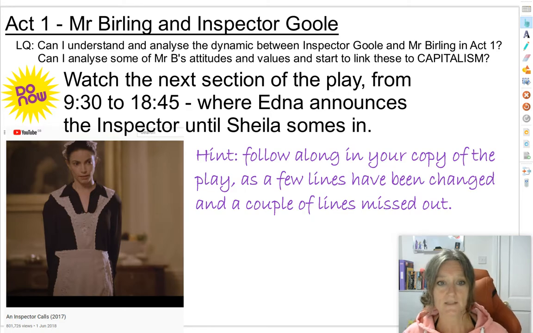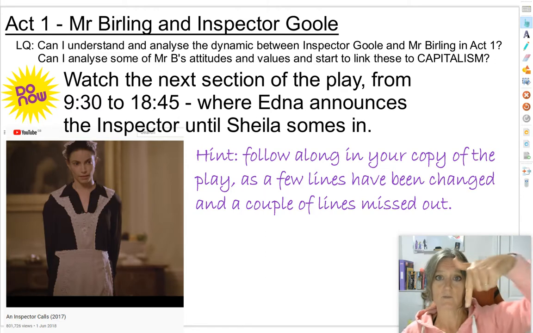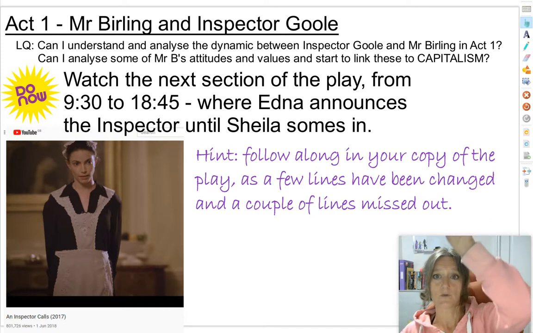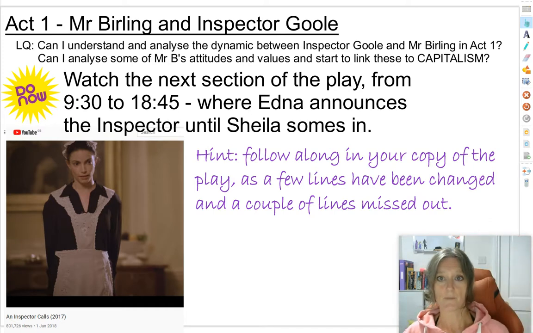So what I want you to do before we carry on with this video is to watch the next section of the play. Again, I'm going to put the link underneath, but also if you click the eye for information up above, that should give you a link to the video that I've recommended for your first watch through. What you need to do is scroll forward to 9 minutes and 30. That's where we got to last time, and you're going to be watching just under 10 minutes of it. It's not very much at all, actually.